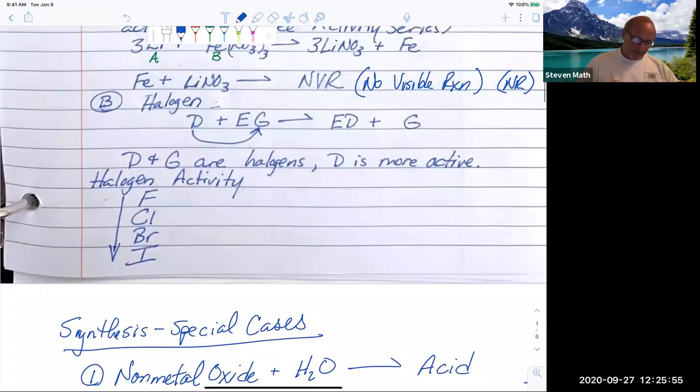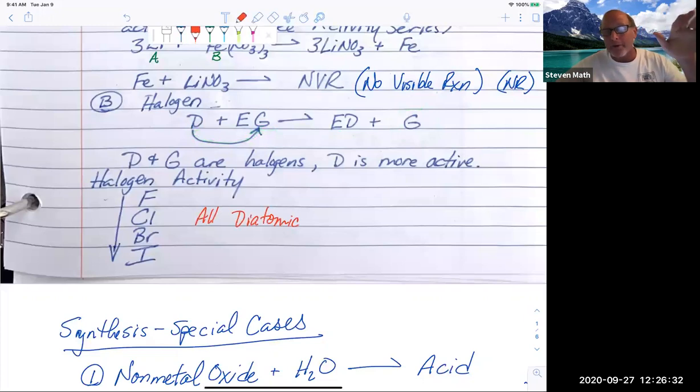We can also have replacements with halogens. A halogen can replace another halogen. In this case, we're using D as a halogen and G as a halogen. The D is going to replace the G to make ED and leave G by itself. Just remember that these halogens are all diatomic. The halogens don't really have an activity series. It follows the activity on the periodic table, with F being most reactive and I being least reactive.